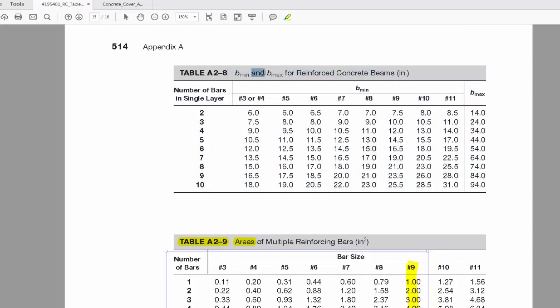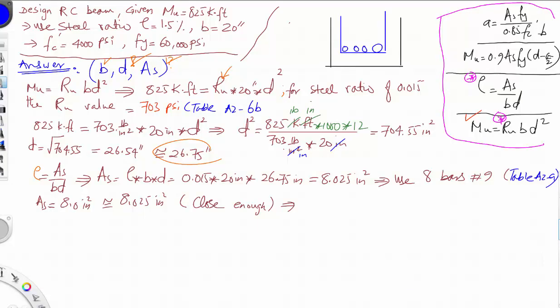It says B minimum width needed. So I am using 8 bars number 9. So the intersection will be eight bars number 9. It means that I need 21 inch width, and that is not what I have. I have only 20 inches, so this is more than.